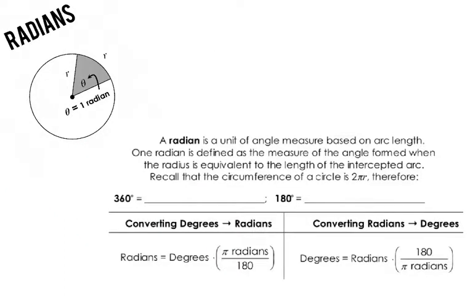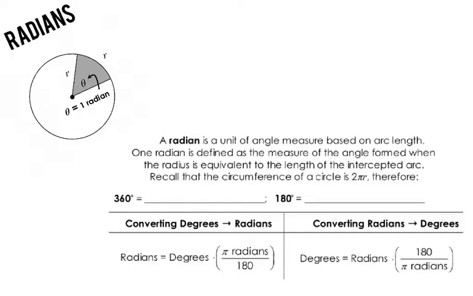Okay, so when we talk about trigonometry, we only talked about right triangles up to now. But actually, you're talking about triangles within circles. So, triangles are measured in degrees, but circles are also measured in degrees, but we also can measure them in a thing called radians. So, let's see if this makes sense. A radian is a unit of angle measure based on arc length. So remember, arc length is like a portion of the circumference or the pizza crust, whatever you want to think of it. 1 radian is defined as the measure of an angle formed when the radius is equivalent to the length of the intercepted arc.